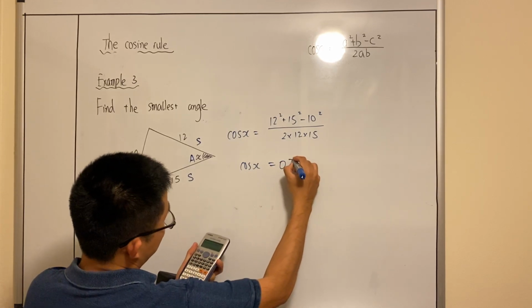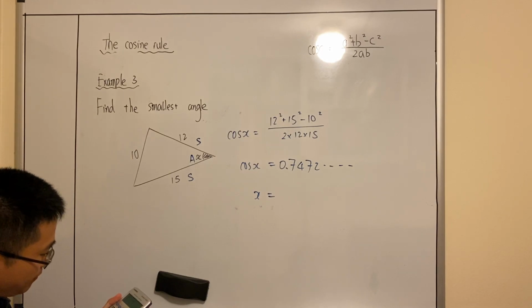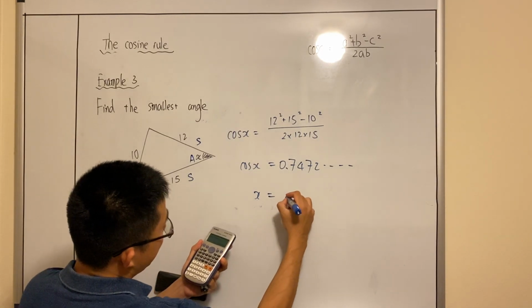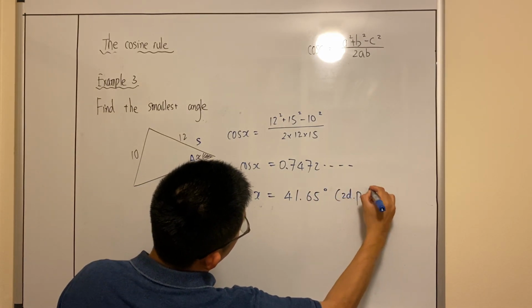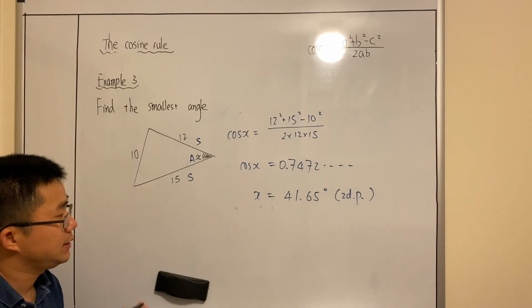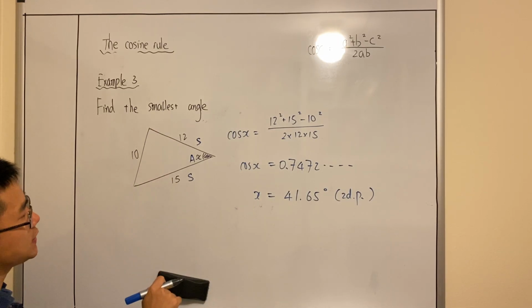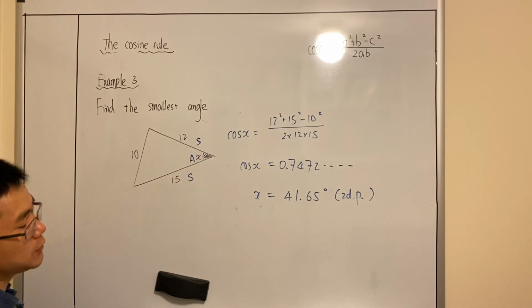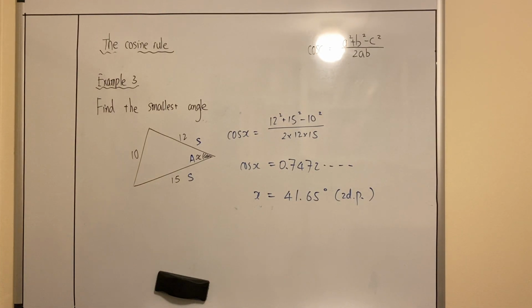And you get 0.7472, and then x is equal to shift cosine. Remember, you do shift cosine, and that gives you 41.65 degrees to 2 decimal places, and that must be the smallest angle. You don't need to confirm by finding the other 2 angles. That must be the smallest angle because the side opposite this angle is the shortest in the triangle. So that's how you calculate this question. Still pretty straightforward, as long as you know which angle is the smallest.